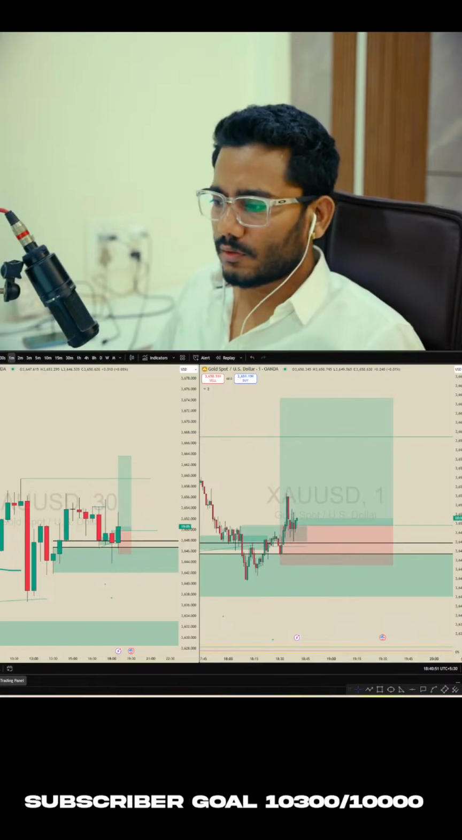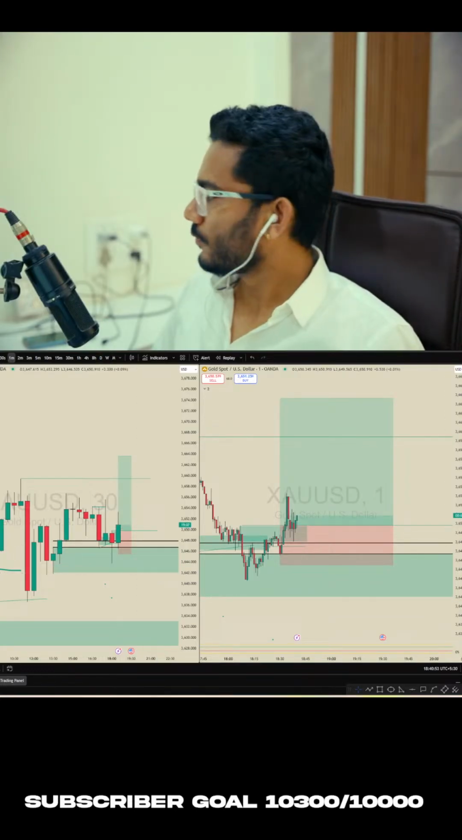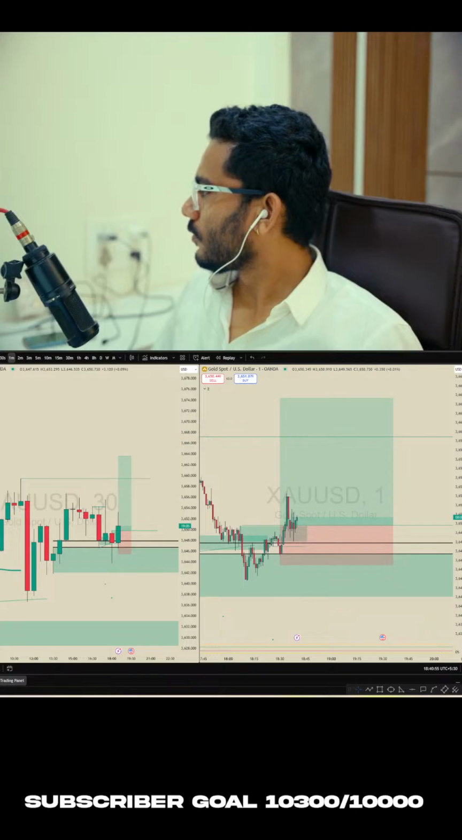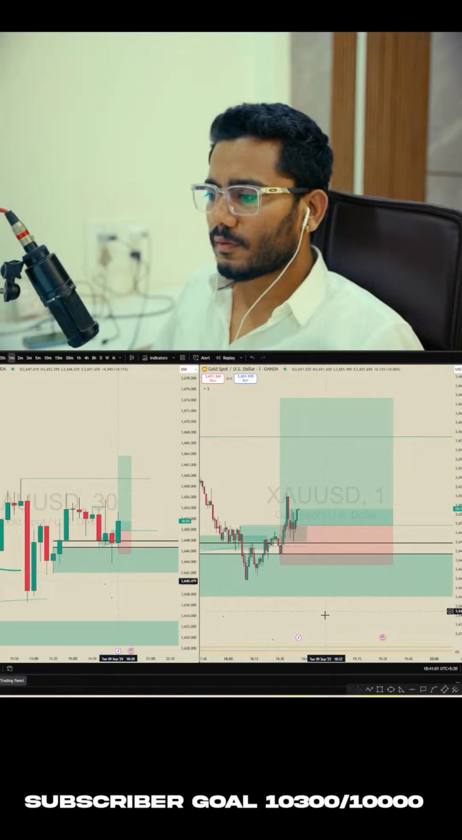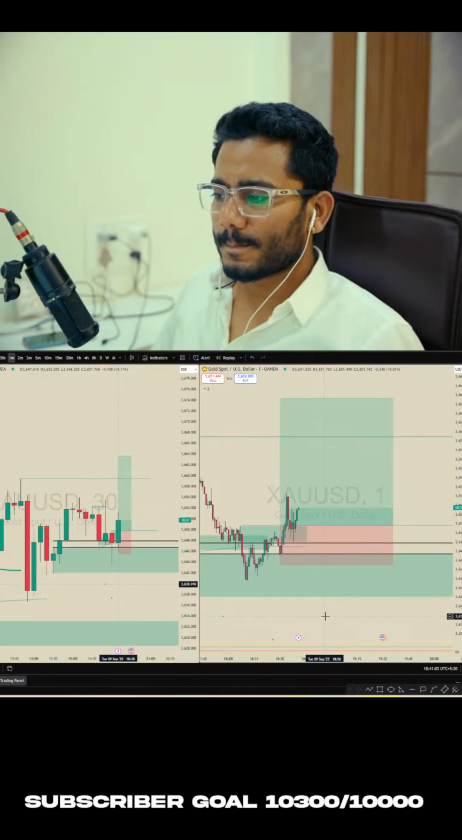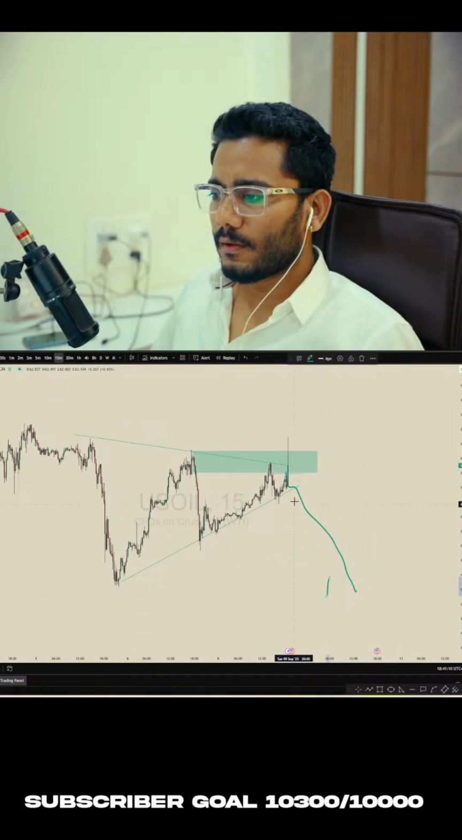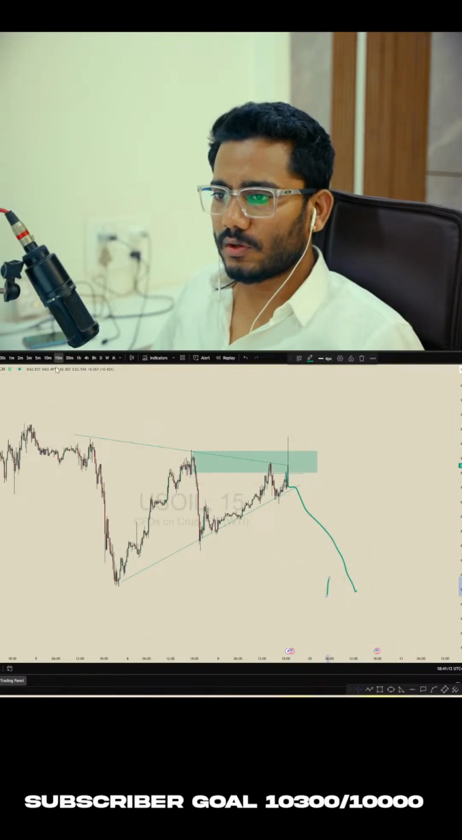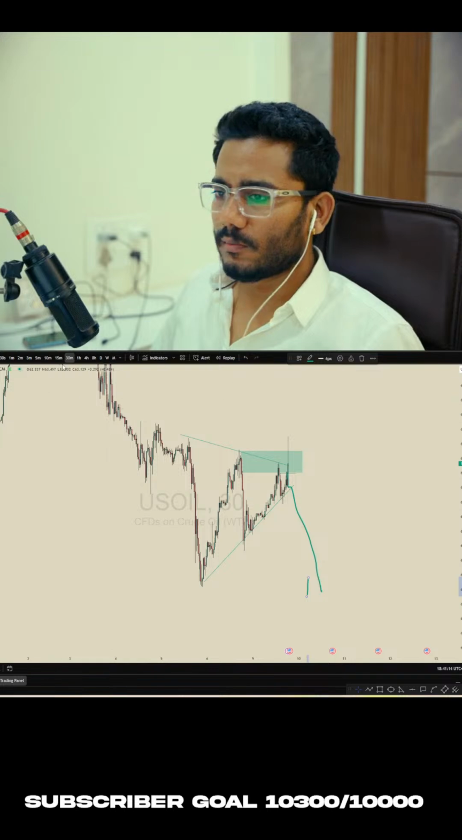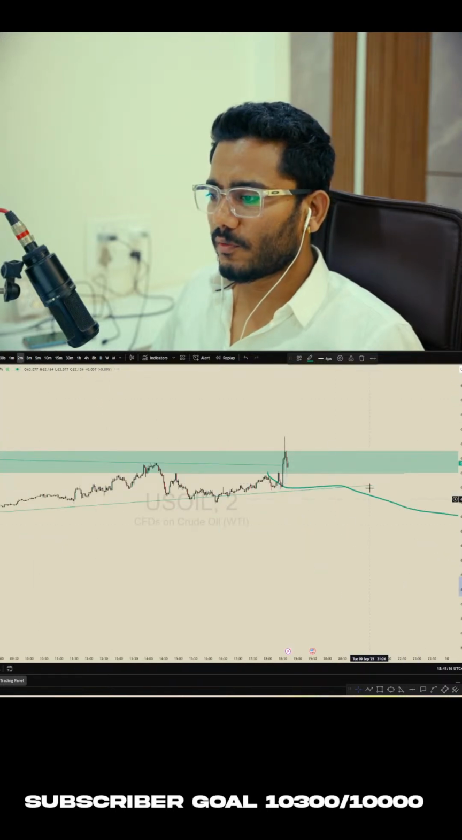Sept US oil. On US oil, price swept the liquidity. I think it should continue now to the downside. If this closes below, then there will be a sweep of liquidity.